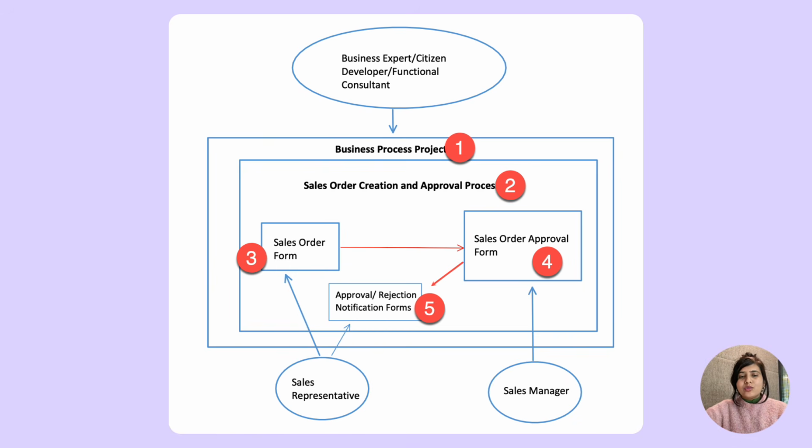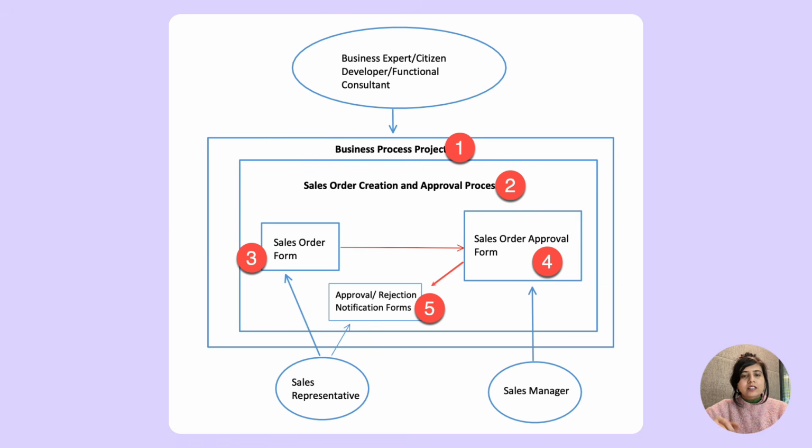The second persona is the sales representative. This is the person who will be using the sales order form. This sales order form acts as a trigger form. All the sales order details have to be filled in and sent over to the sales manager for approval.